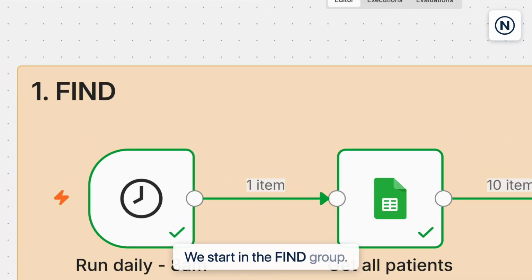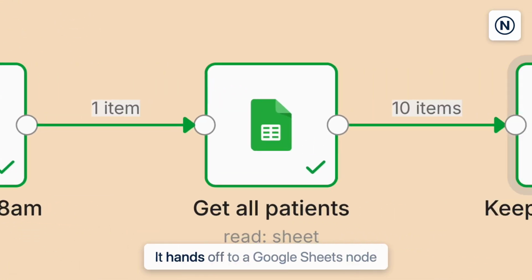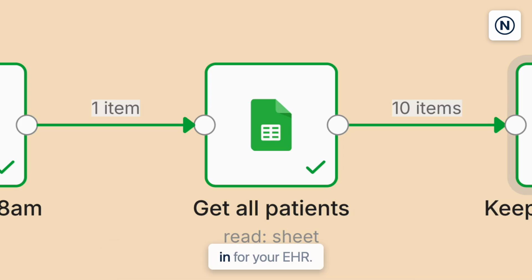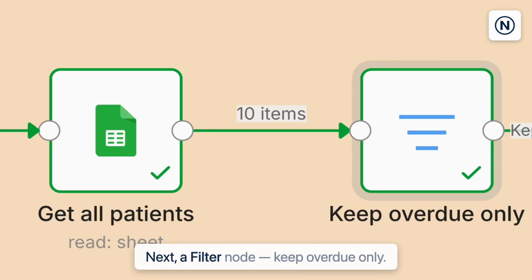We start in the find group. The schedule trigger wakes the workflow each morning. It hands off to a Google Sheets node that reads our patient list. Now, important, this spreadsheet is standing in for your EHR. In a real engagement, you'd swap it for an EHR connector or a secure export your system already produces. The point of today's demo is the shape of the automation with fake data, so I can show you everything safely. Next, a filter node.